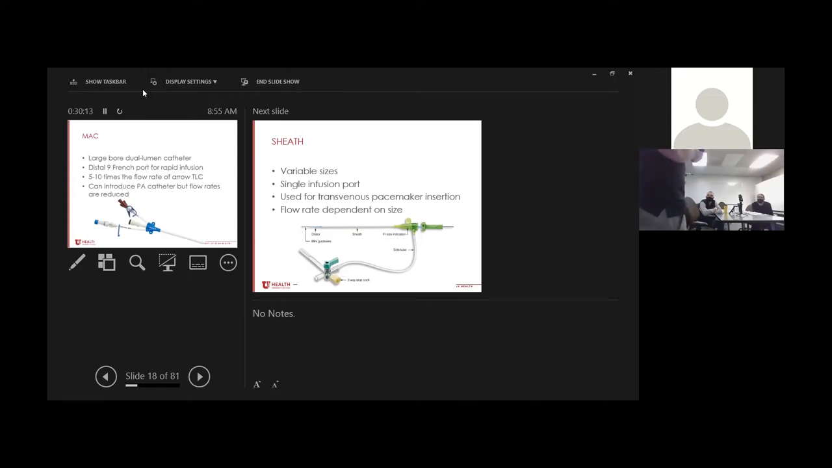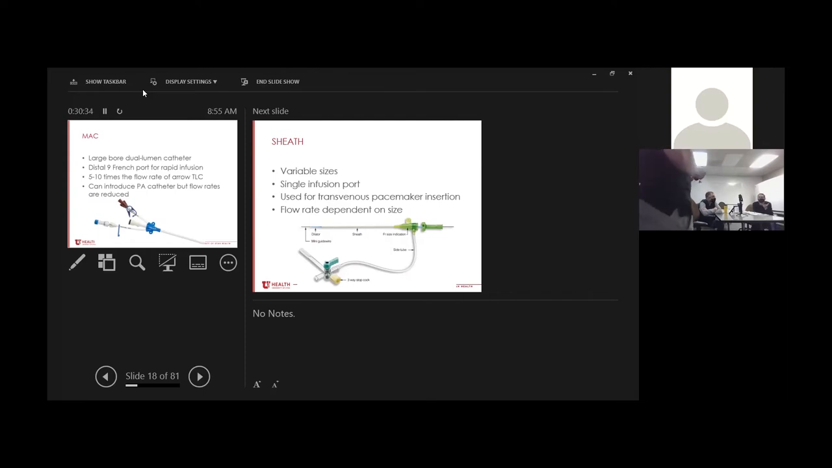And Ron, the biggest thing, if you're transducing pressures, you traditionally transduce off the distal port. That being said, you can transduce it. Distal versus proximal is honestly less important than the size of the lumen. But if you are transducing pressure, traditional practice is to use the distal port.